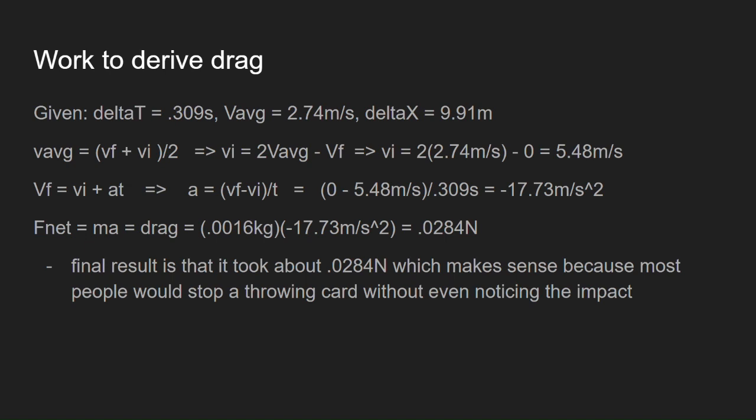So F net is going to be ma, which is equal to the drag, since that's the only force in the x direction. We're not accounting for the y velocity. We take the mass of the card, which on average is about 1.6 grams, or 0.0016 kilograms, times our acceleration, and we get about 0.284 newtons.